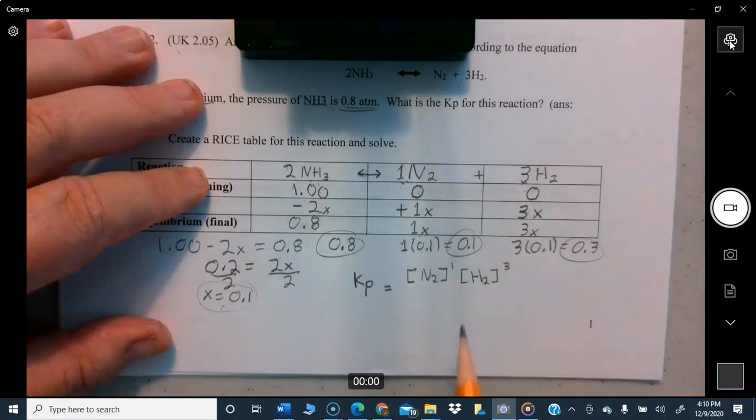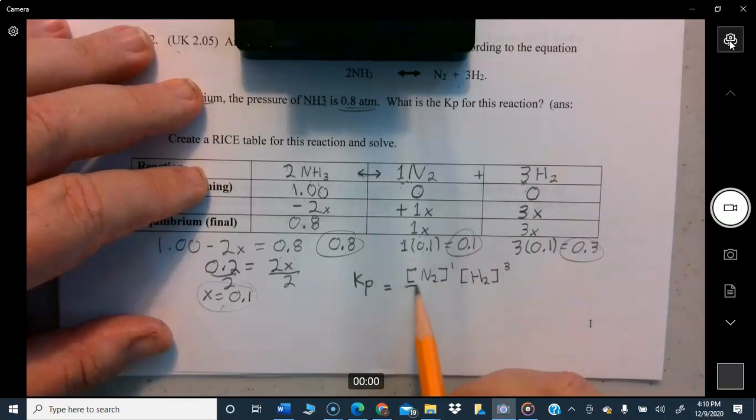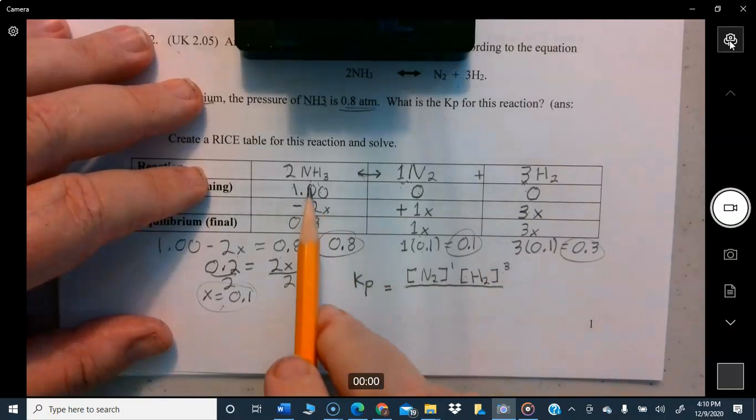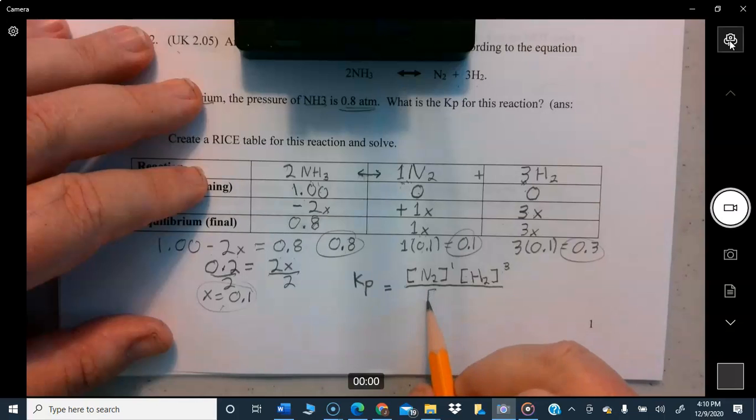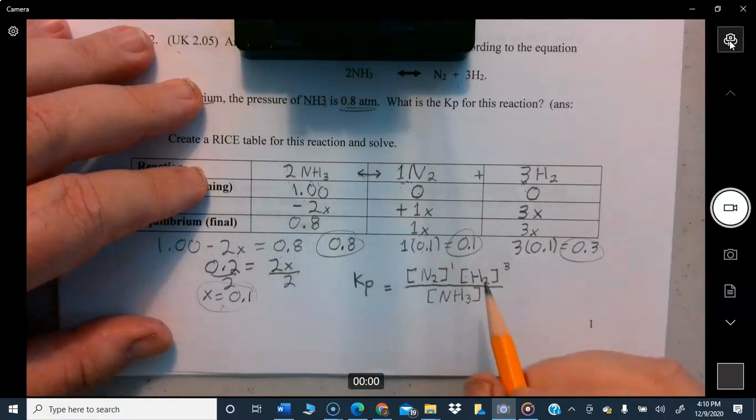A common mistake is to write that as 3H2. It's not 3H2. The 3 becomes the exponent. It doesn't go inside of those brackets there, okay? It's just the concentration of H2. And then that's going to be over the reactant, which is NH3, and you raise that to the second power. Okay, so now we can just plug in the numbers.